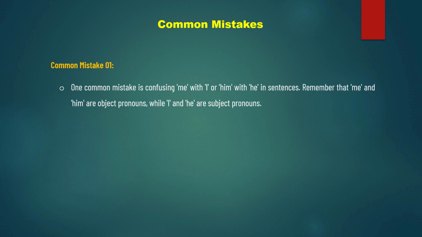Common mistakes to avoid. Before we conclude, let's highlight some common mistakes to watch out for when using object pronouns. One common mistake is confusing me with I or him with he in sentences. Remember that me and him are object pronouns, while I and he are subject pronouns.